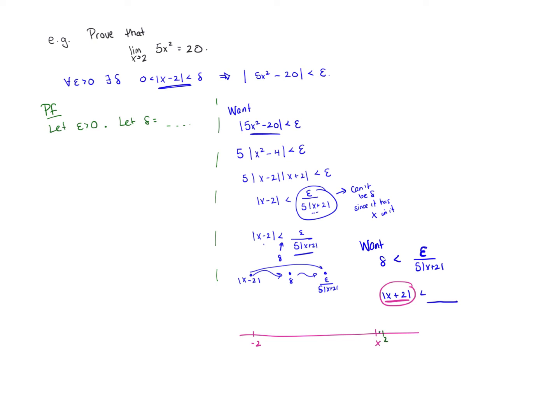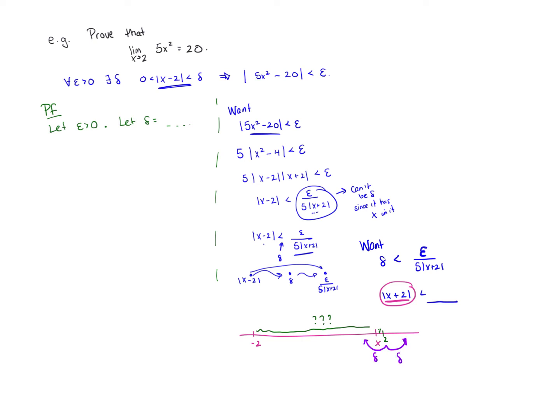Maybe it's bigger than 2, maybe it's less than 2. And I'm trying to figure out how big this distance is. And I want to find something that it's definitely going to be less than. So how big can that distance possibly be? Well, I know that x has to be within some delta on either side of 2.